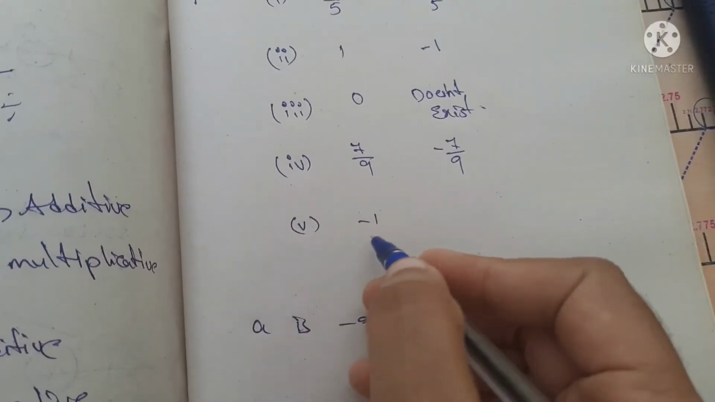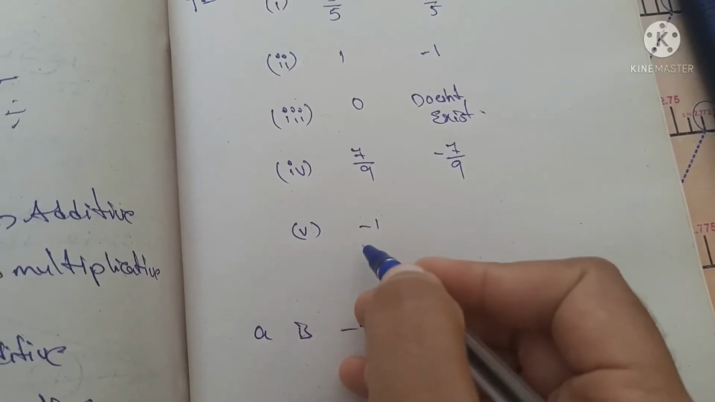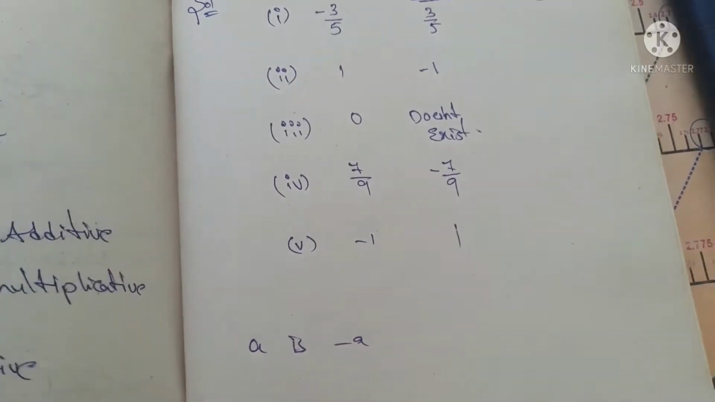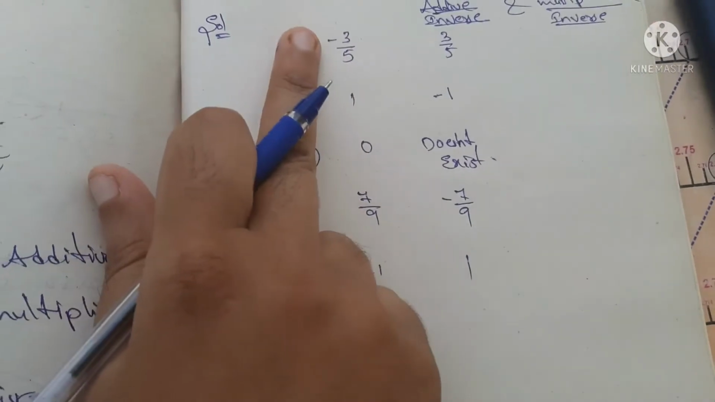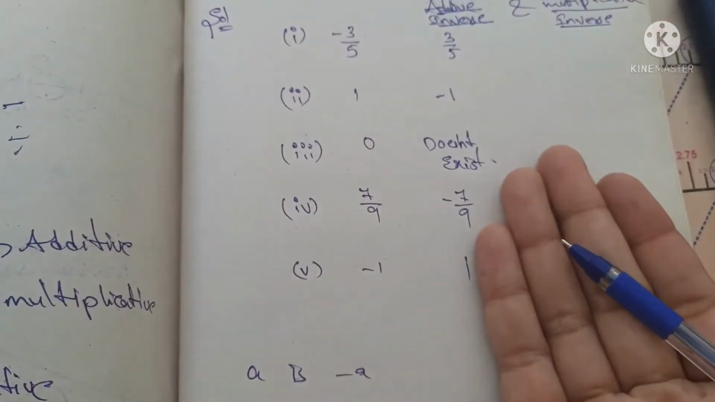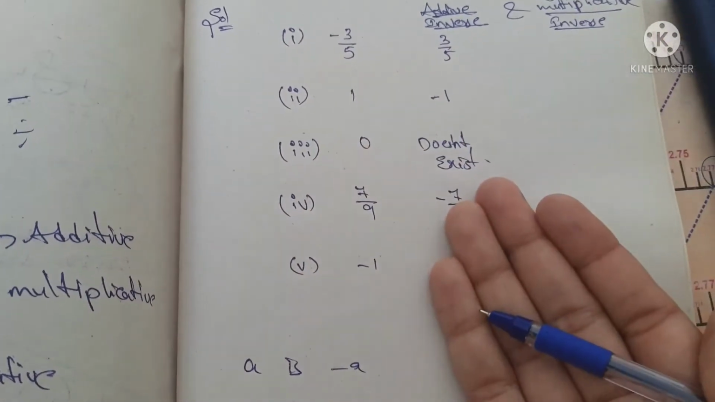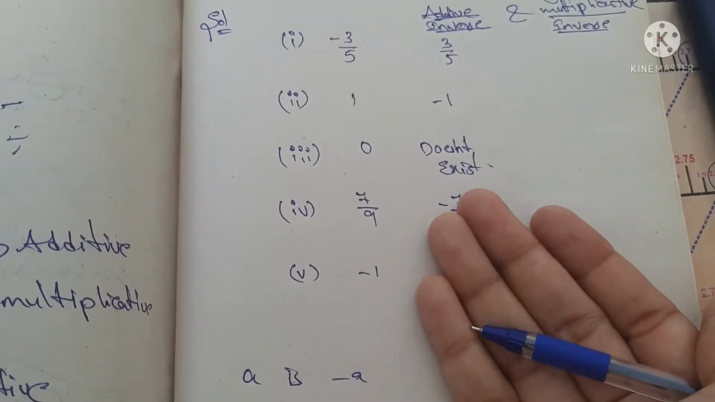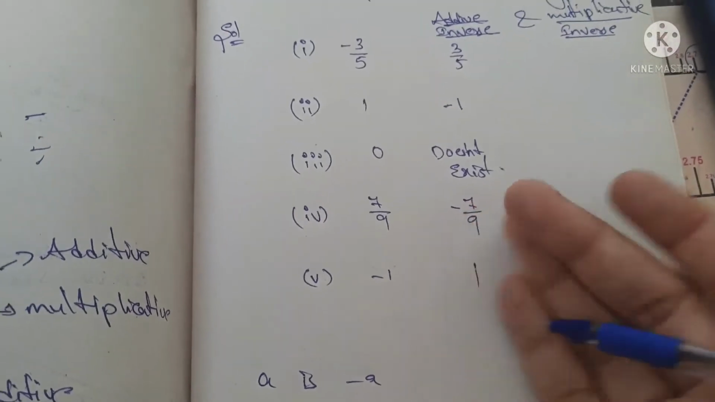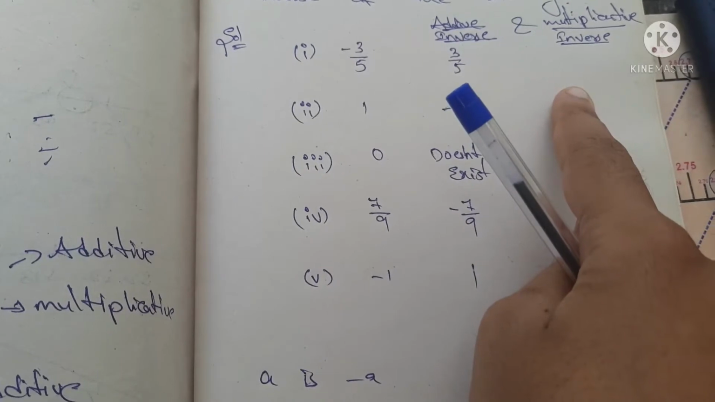Okay, and next, minus 1. What is the additive inverse of minus 1? Very good. 1. Just change the sign. If it is positive, write the negative value. If it is negative, write the positive value. Did you understand how to find additive inverse? Okay. Shall I move to the multiplicative inverse?